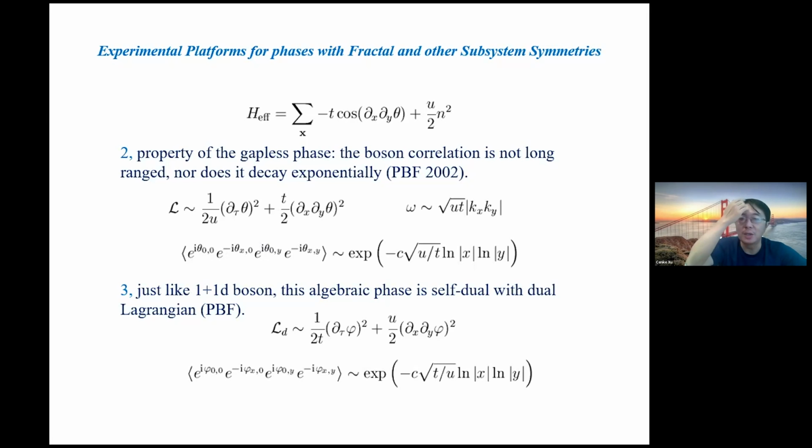And the correlation function is neither long range nor short range, but has this weird-looking exponential of minus double log. And just like the 1+1 dimensional boson, this algebraic phase is self-dual, and also has a dual Lagrangian, which looks like this. This phi is like the dual boson of the 1+1 dimensional compact boson. And the dual boson also has a non-trivial and similar 4-point correlation function, which looks like this. So this model has a lot of properties like the 1+1 dimensional boson. Is there any questions?